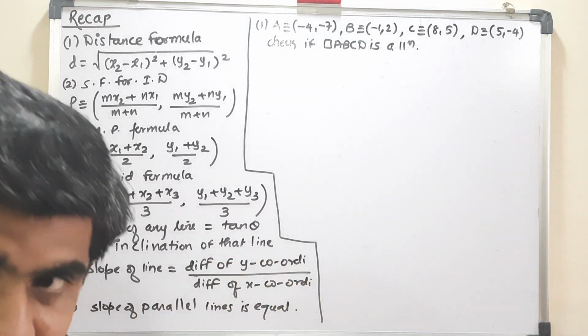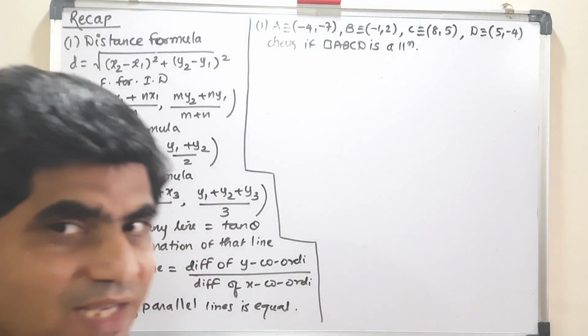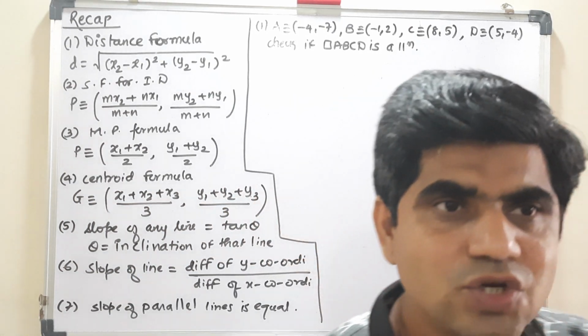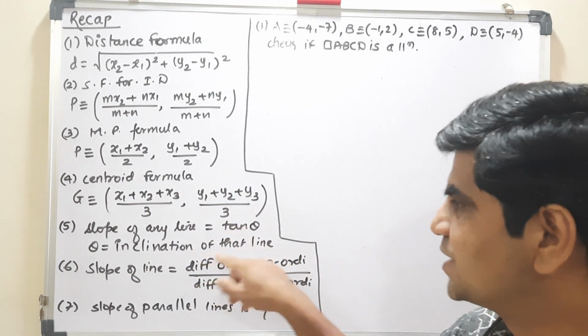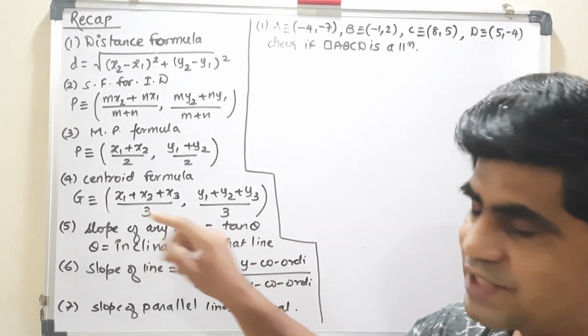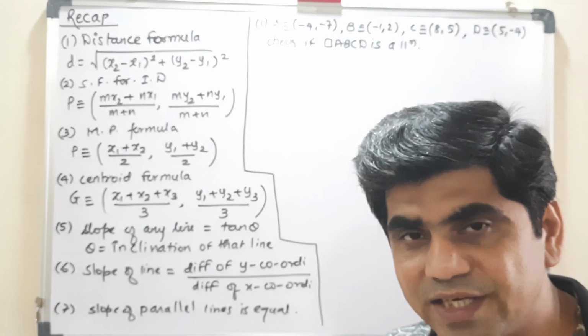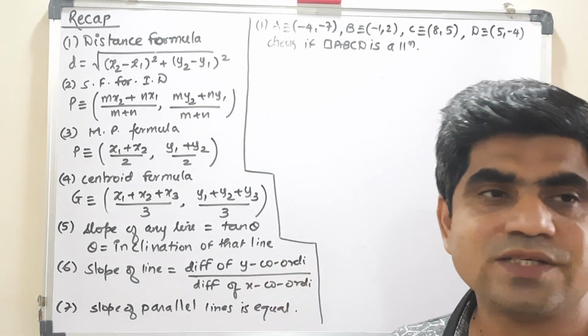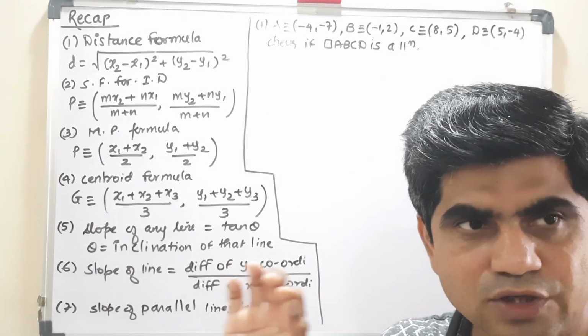Then we came to another part which said like this: the slope of any line is given as tan theta. In short, we write slope as small m. So the slope of any line is tan theta, where theta is the inclination of that line. And inclination is the smallest non-negative angle made by any line with the positive direction of the x-axis.